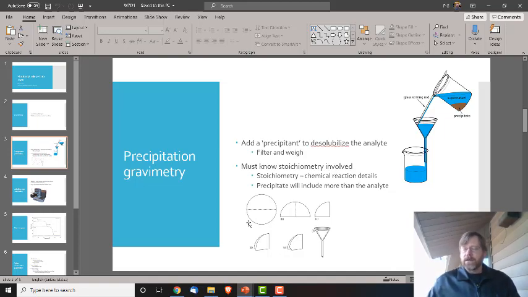There are also styles of filters where the funnel is a two-part thing that clamps together. You put your filter over the bottom part, which usually has a coarser screen on it to support the filter. Then you put the top portion, which just looks like a piece of tube on top, clamp it together, and then you don't have to worry about folding anything.